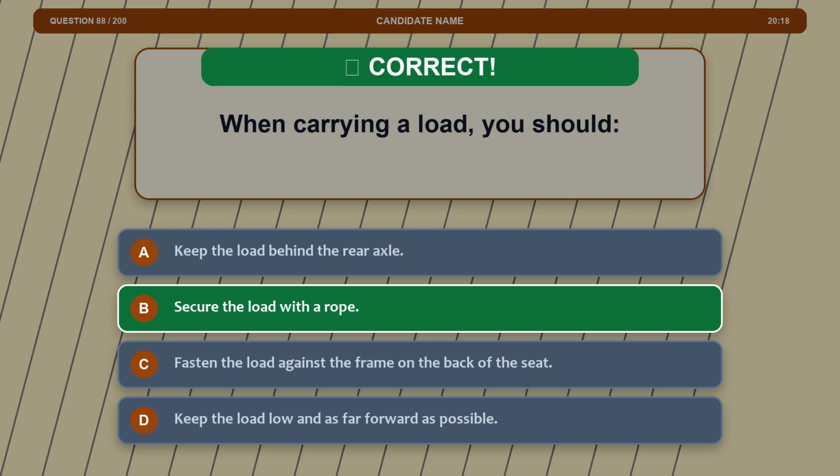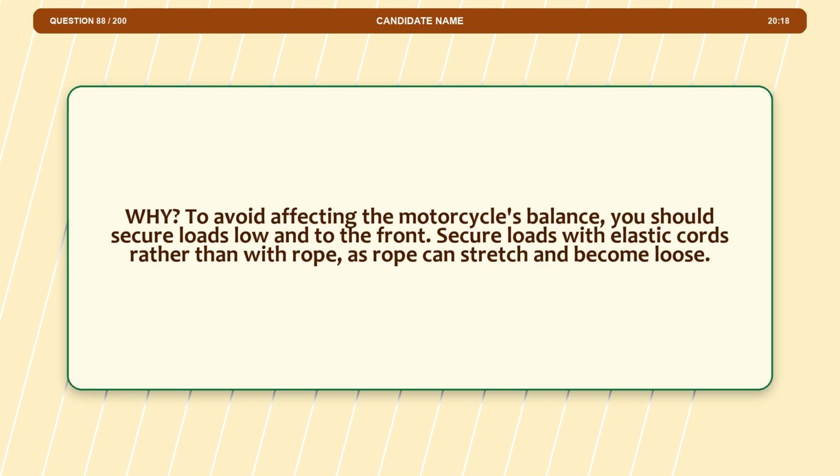The correct answer is option B. Secure the load with a rope. Explanation. To avoid affecting the motorcycle's balance, you should secure loads low and to the front. Secure loads with elastic cords rather than with rope, as rope can stretch and become loose.